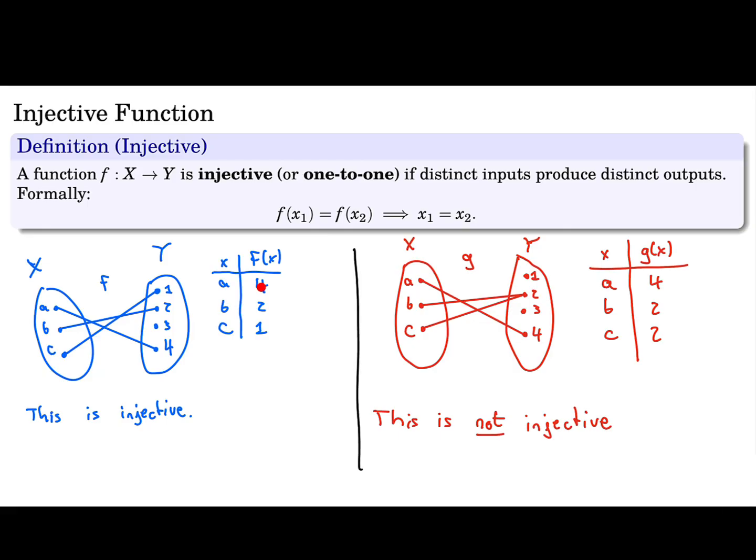If the output is 4, the input is A. If the output is 1, the input is C. If the output is 2, the input is B. On the right here, that is not the case. If you tell me that the output is 4, I will know that it's A. But if you tell me that the output is 2, I'm not going to know whether it's B or C. So it's not true that for every output, I know exactly what the input was. In other words, injective means no repeated outputs from different inputs. And again, the main idea is a function is injective if each output comes from at most one input.